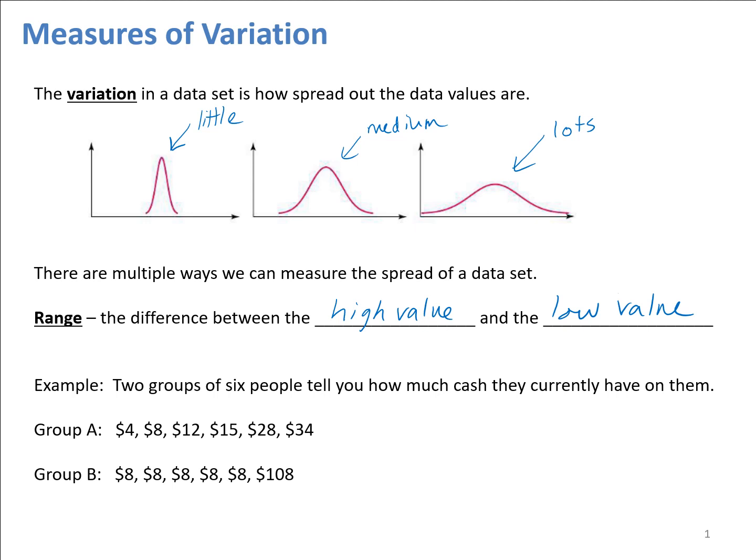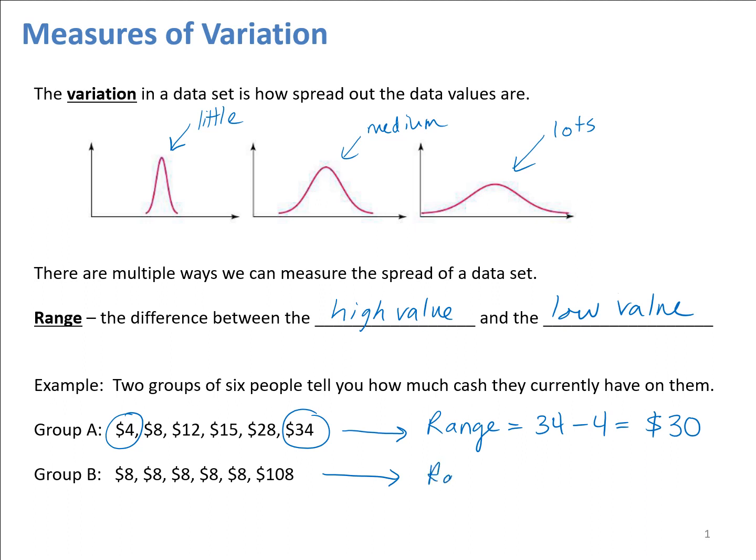So for example, if we have two groups of 6 people and they tell you how much cash they currently have on them. In group A, the people have $4, $8, $12, $15, $28, and $34. The range would be calculated by looking at the low value and the high value and subtracting them. And it's always the high minus the low. So that would be 34 minus 4, which would be a range of $30 because this was in dollars to begin with. In group B, you have 5 people with $8 and 1 person with $108.